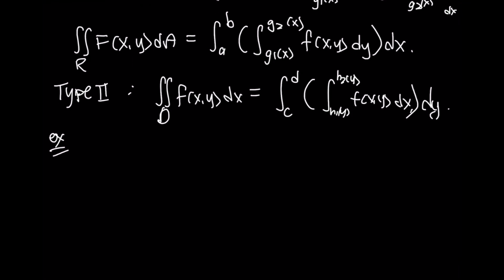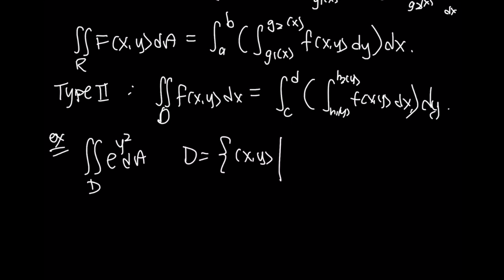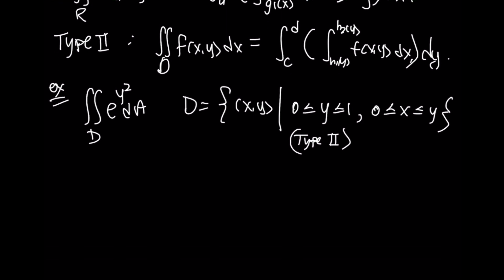We're just going to take a look at some examples here. Let's integrate the function e to the y squared. D will now be this region described by the set where y goes from 0 to 1 and x goes from 0 to y. This is what's called a type 2 region because the values of y are constant, but the values of x are functions.